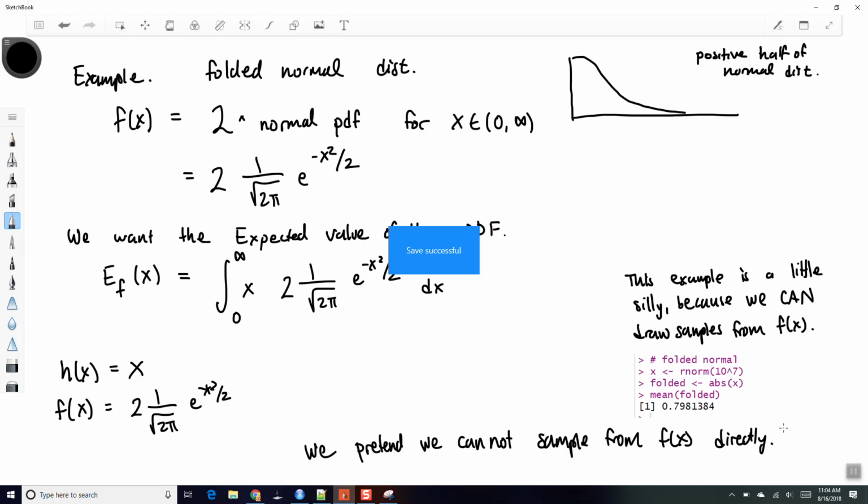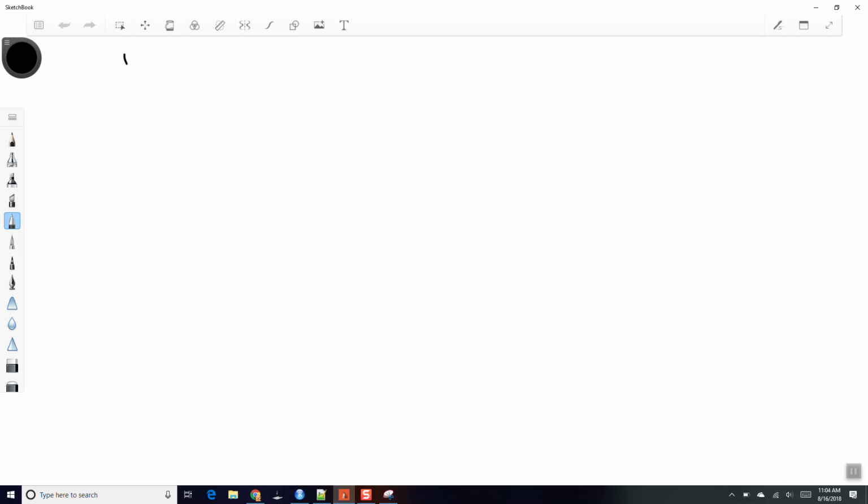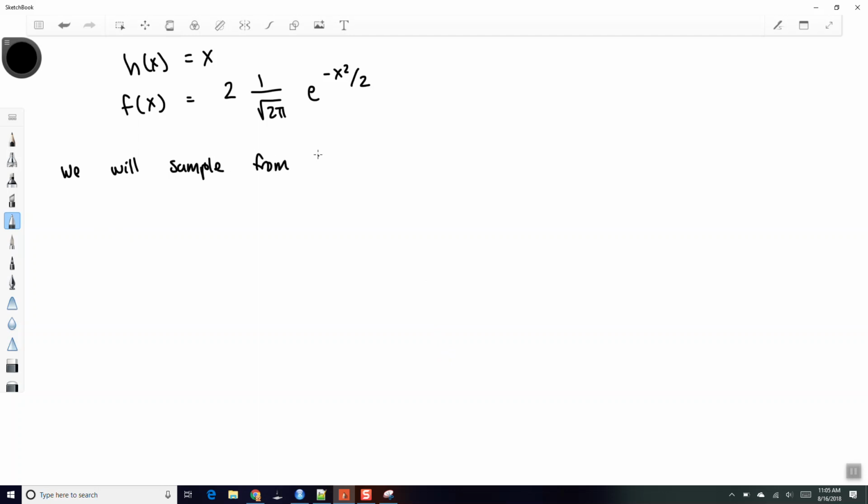Okay, so what do we do instead? All right, we have h of x, we have f of x. Okay, so h of x is x, f of x is 2 times 1 over root 2 pi e to the negative x squared over 2. Okay, and so what we can do is we will sample from the exponential distribution.